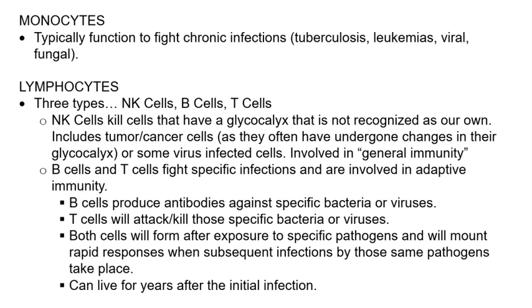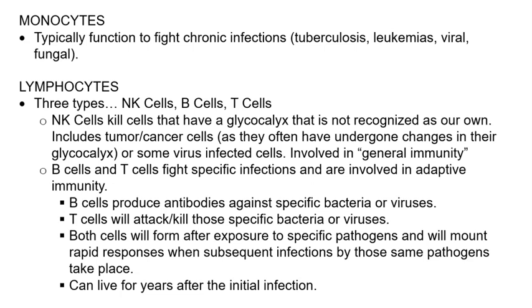The NK cells function to kill cells that they do not recognize, so that is, cells with a different glycocalyx on their plasma membrane that does not resemble the glycocalyx on the surface of our own cells. This includes killing tumor and cancer cells, as these cells often undergo changes in their glycocalyx, in addition to some virus-infected cells. The NK cells are involved in what is called general immunity because their role is to destroy cells that the immune system deems as foreign or not belonging to our body.